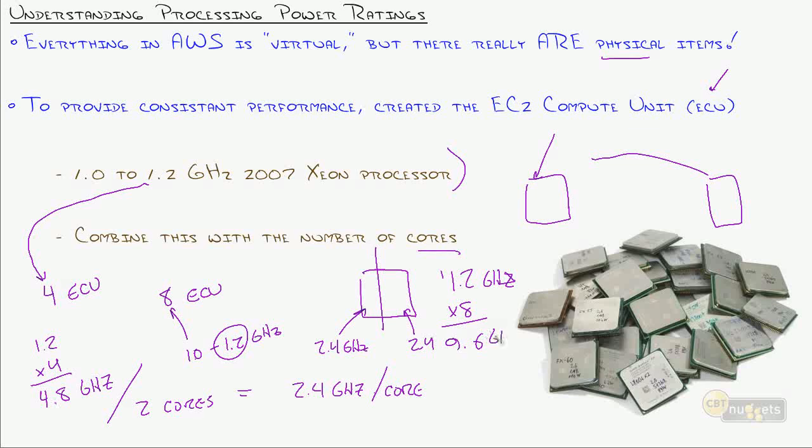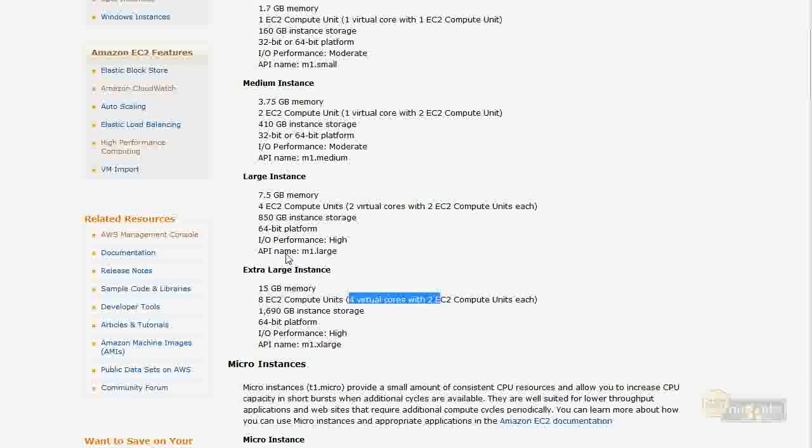So 9.6 gigahertz divided by 4 cores. It's going to give us the same result, which is a quad-core processor, each one of those running at 2.4 gigahertz each. Are you seeing how we can take this EC2 cloudy virtual concept and translate it into something physical? I think the thing that did it for me was taking this logical concept, these ECU units, and putting them up against a physical server. Let me give you this example.